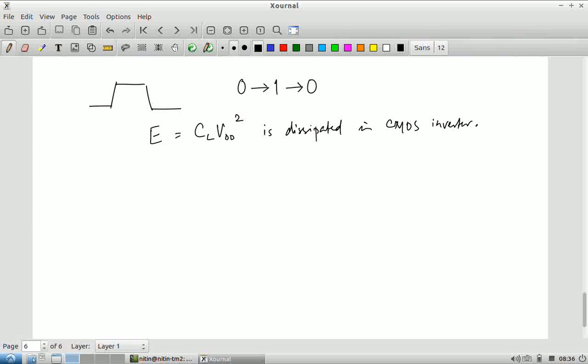This is a very interesting observation. The first thing it tells us is this has nothing to do with the size of the inverter. It is only dependent on the size of the load, the load capacitance at the output of the inverter. That of course also has some component to do with the parasitics of the inverter itself. But it's not directly related to the size of the inverter in any way. Okay? This is a very important observation. What it's telling you is that effectively, irrespective of the size of the inverter, CL times VDD squared is the amount of energy that's dissipated per transition.